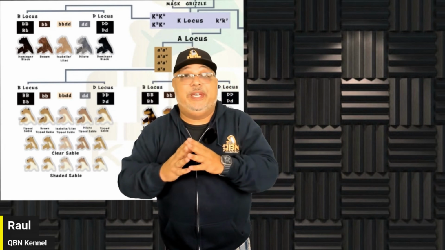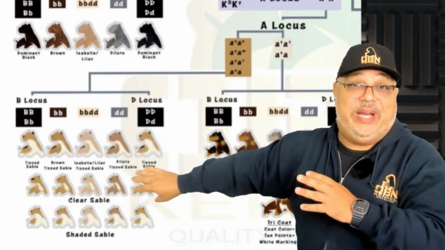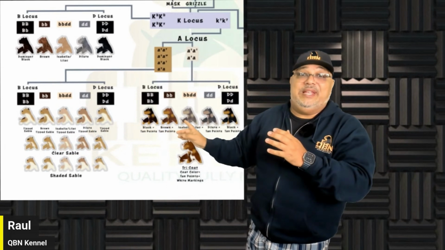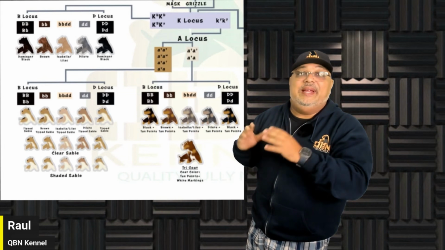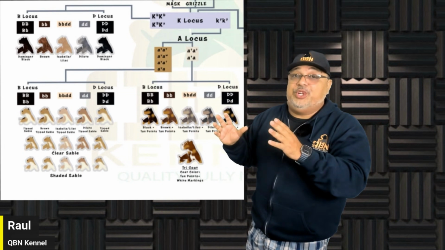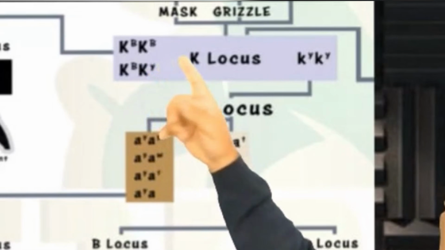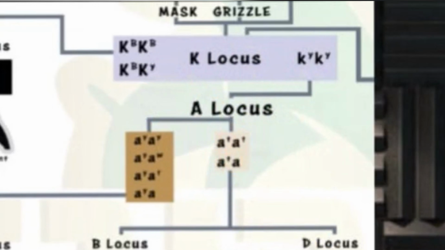If your answer below to these groups right here as either tri-carrier or sable, that is correct. If you answered either one of these two dogs as being full tri, that is correct. If you answered ghost tri, that is wrong. Because in order for you to have ghost tri, it cannot be KY. There has to be a combination of KB.